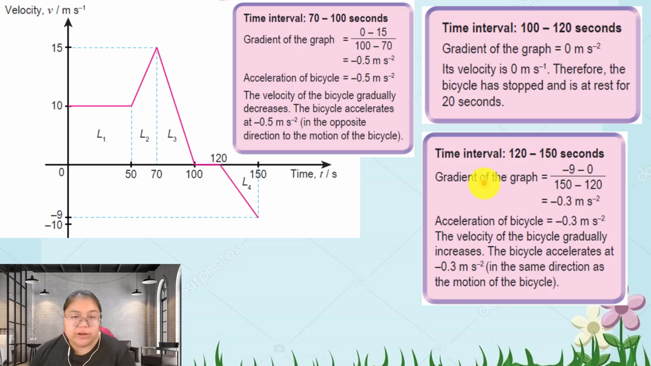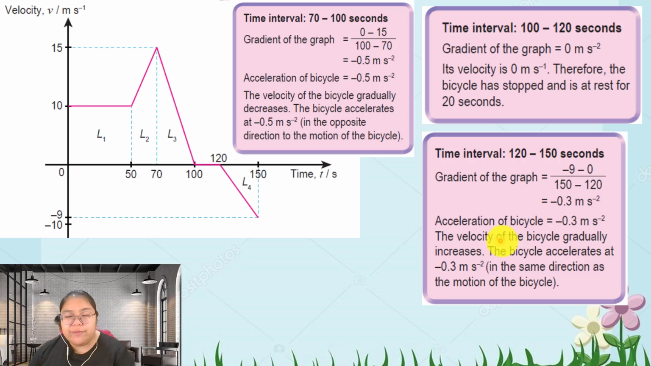Now we need to find the gradient. The gradient is negative 9 over 30, so the answer is still negative 0.3. But this situation is the acceleration of the bicycle. For L4 we cannot say it slows down; L4 is already accelerating. We ignore the negative. Negative means they move in the opposite direction. So the acceleration of the bicycle is negative 0.3.